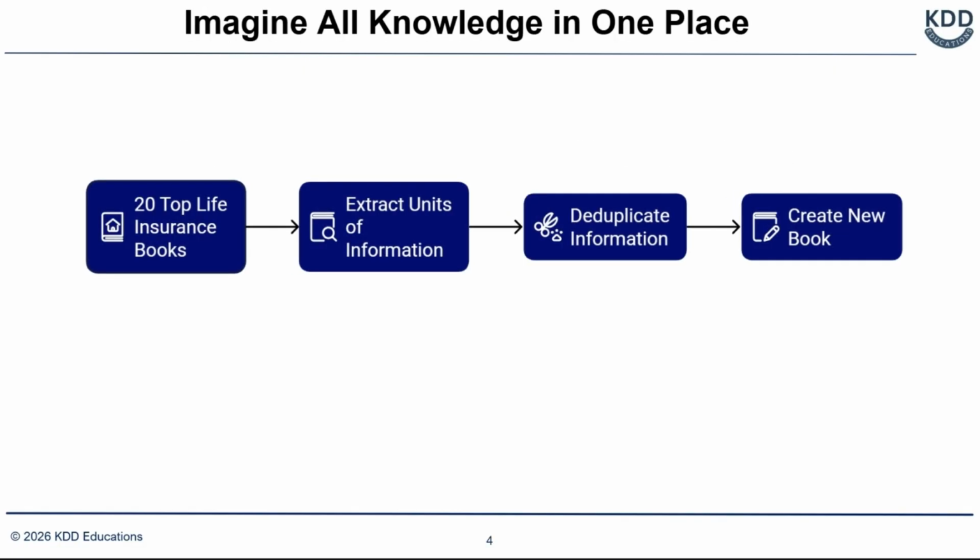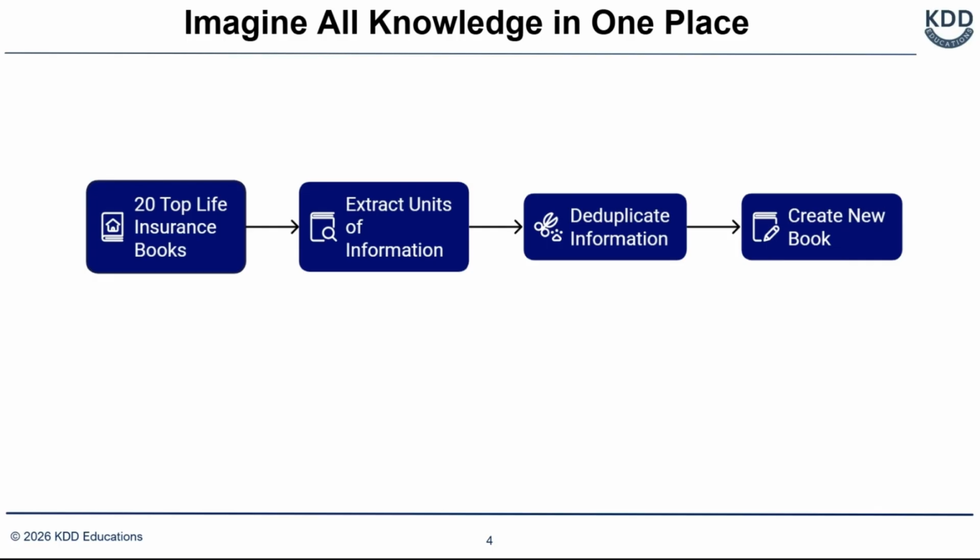Now imagine we take 20 top life insurance books, covering almost everything required for your day-to-day job. Extract every unit of information from these books. An example of a unit of information is, term insurance does not provide maturity benefit. Let us say the total number of deduplicated units of information stands at 25,000.